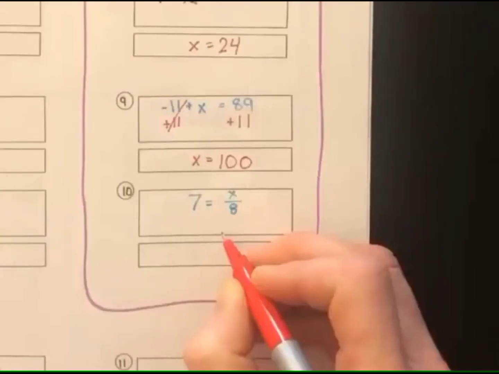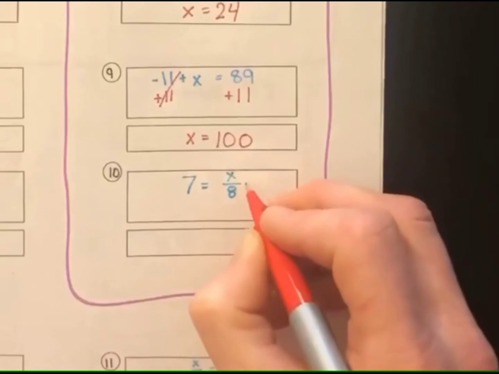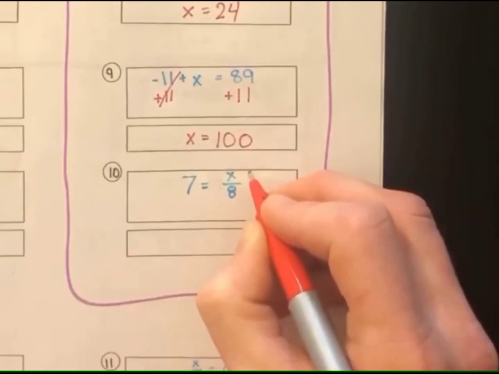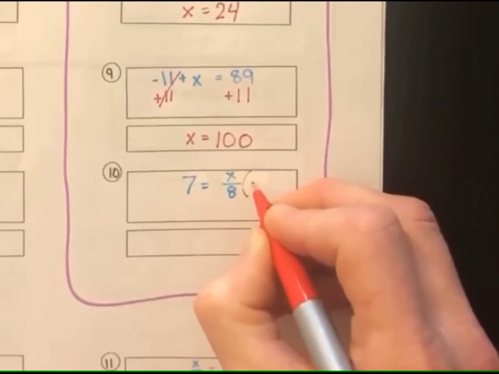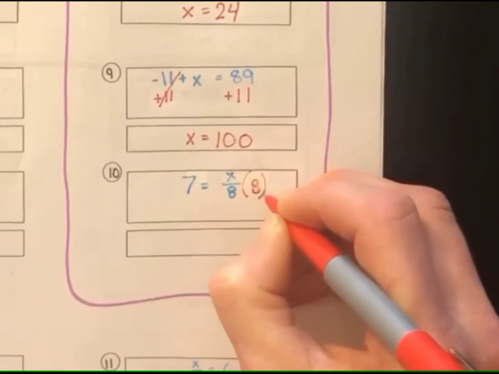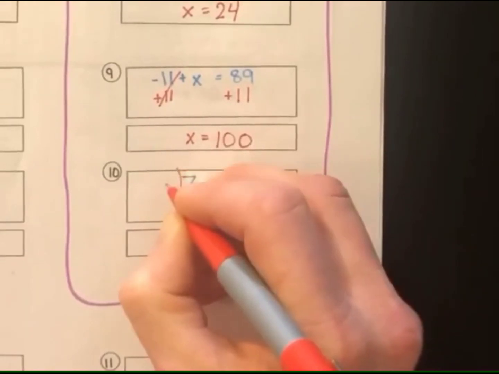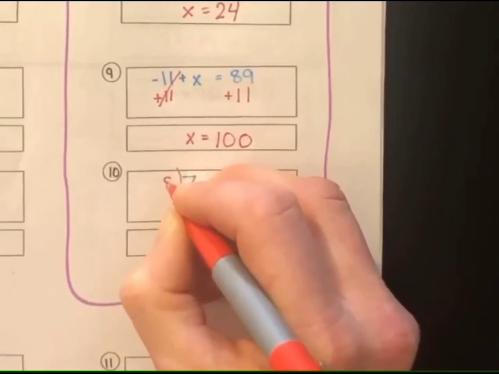For our last one together, let's go down to number 10. 7 equals x divided by 8. Since we're dividing x by 8, to get rid of the 8, we'll multiply x by 8. What we do on one side, we do to the other, as always. So we'll multiply both sides by 8.